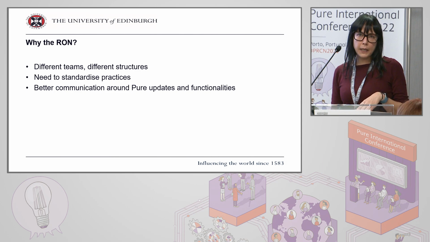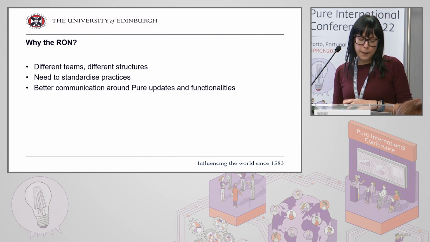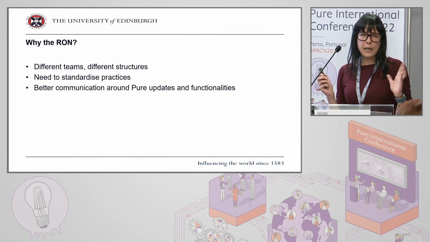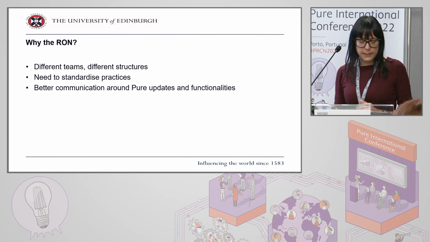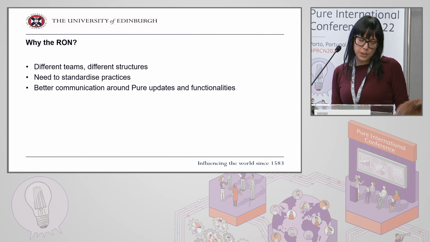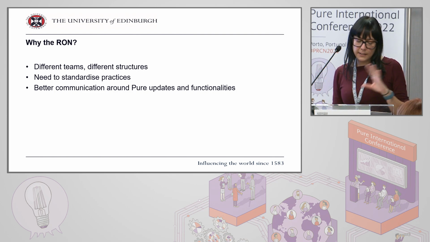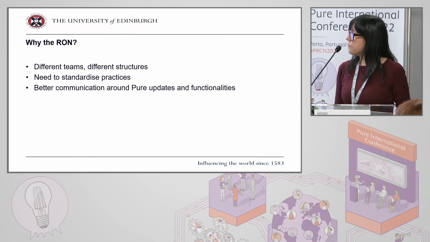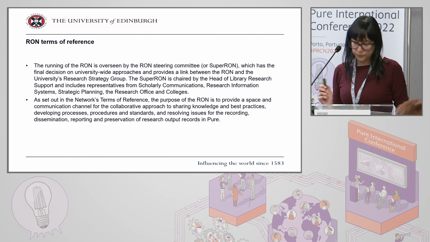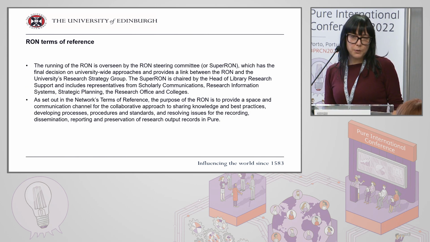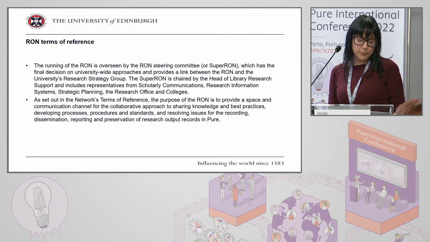So from that feedback, it was quite clear that there was a need for a continuation of the REF2 network, maybe with different objectives, but with the same solid base. The general comment was that because of the university's fragmented structure, there was a need to standardize practices and also improve communication around Pure updates and functionalities. So the Research Output Network, or RUN as we call it, was created in September 2021.